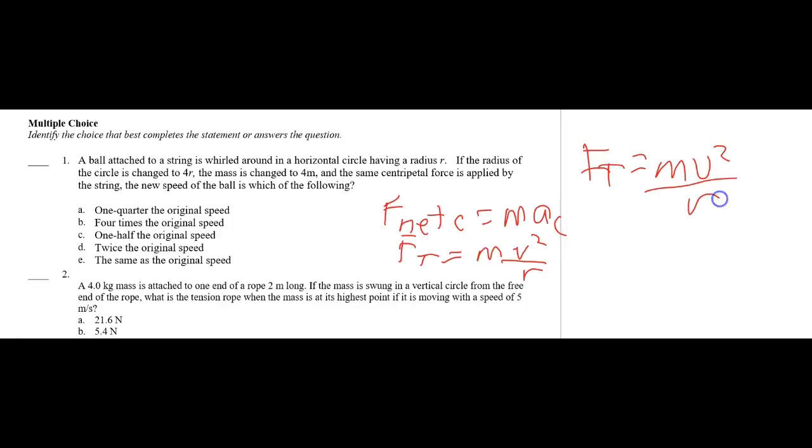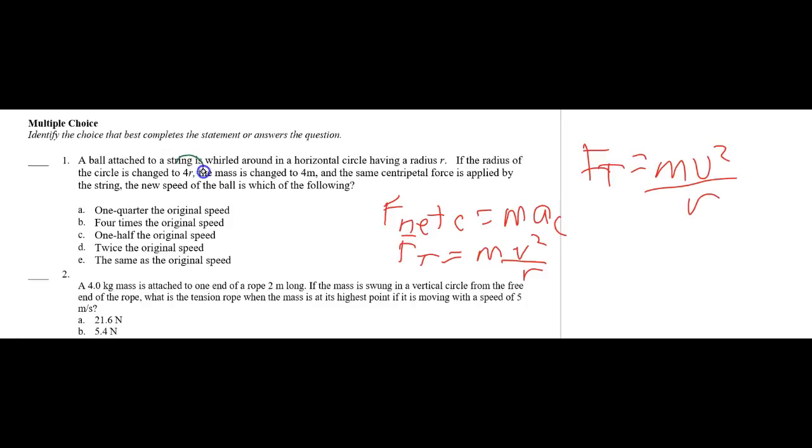Well, this is talking about circular motion, so I know I can have F net centripetal equals m a c. It says it's attached by a string, so I know then this is F T equals, mass is good, but I am looking for the speed, so I substitute a c with v squared over r. Let me rewrite that here. F T equals m v squared over r. So now I can look at what changes happen.